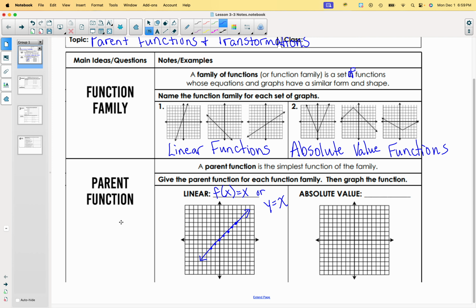Now, this actually has a special name. It's called the identity function. And if you think about it, whatever x has, y is the same. So it's the identity function.